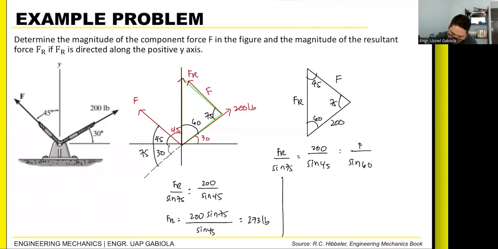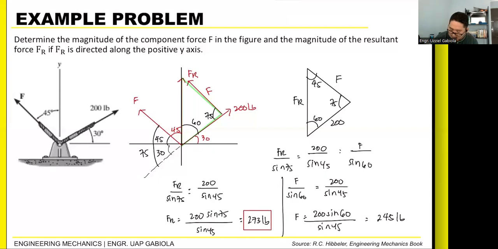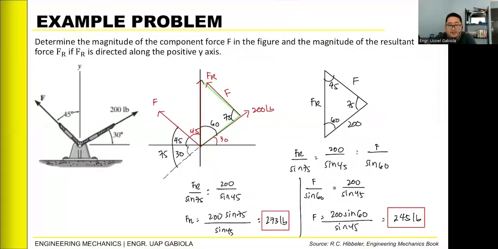Okay. The next is F over sine 60 is equals to 200 over sine 45. So F natin would be 200 sine 60 all over sine 45 or equals sa 245 pounds. So this will be our answers. Ito yung value ng resultant and this is the value of the one component na F. Okay? So again, by using parallelogram law and then the formula for sine law.